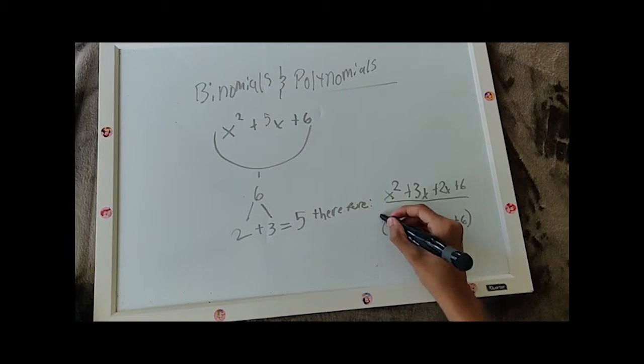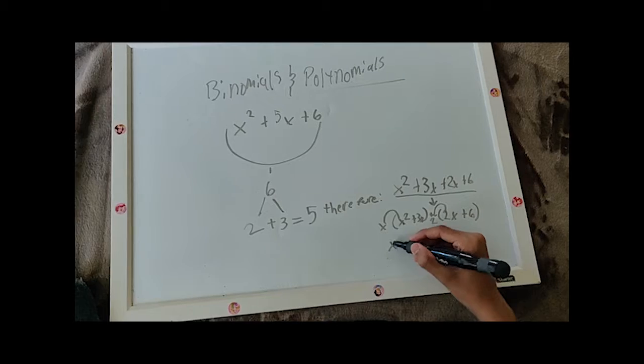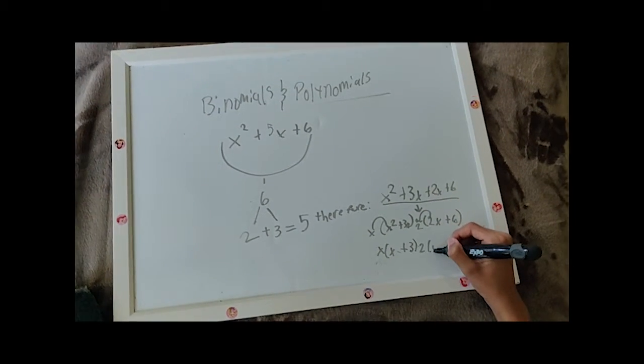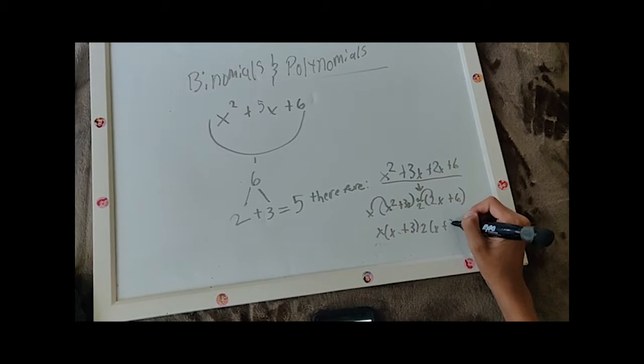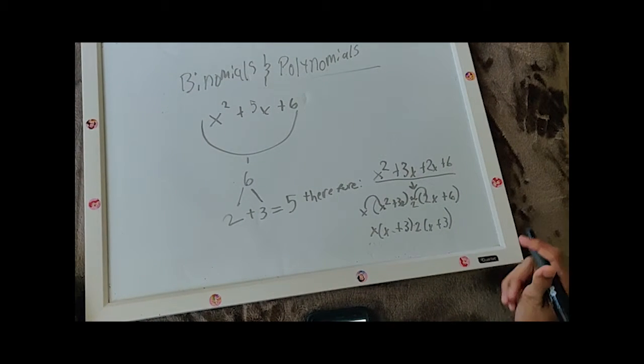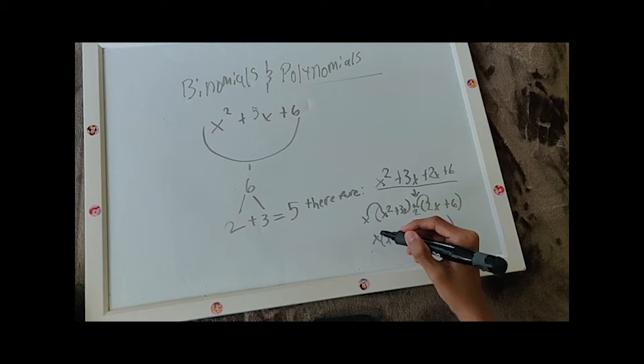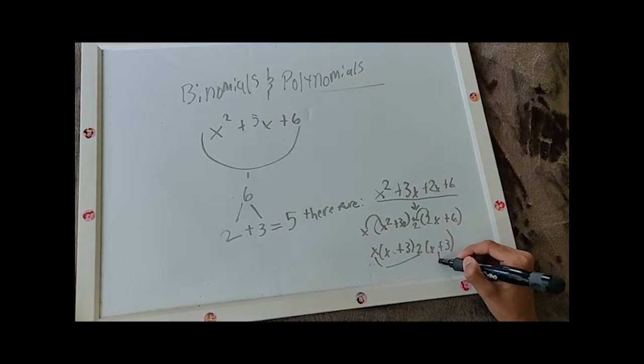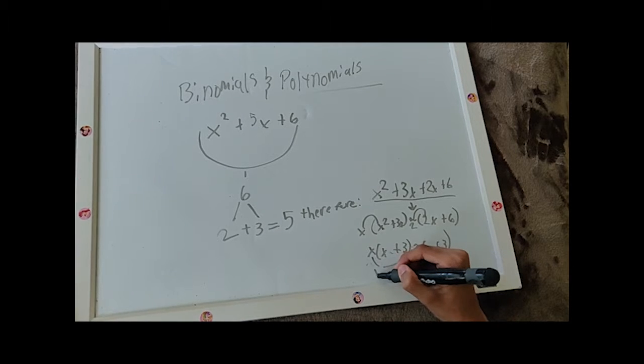For the first group, x is a common difference, so by pulling out this x, we are left with x plus 3. For the second group, the common difference is 2. By pulling out 2, we are left with x plus 3. Now we can find the second binomial factor. We can rewrite the equation as x times x plus 3 plus 2 times x plus 3.